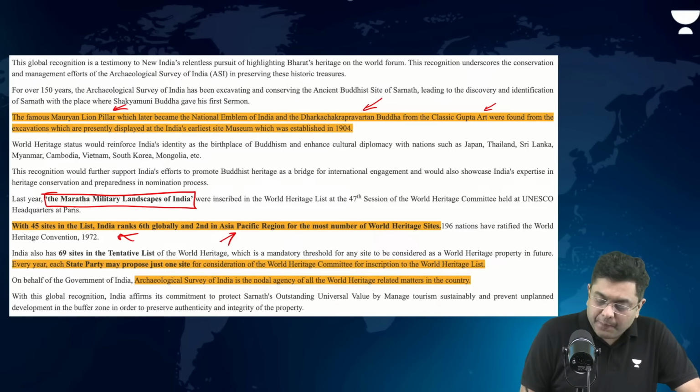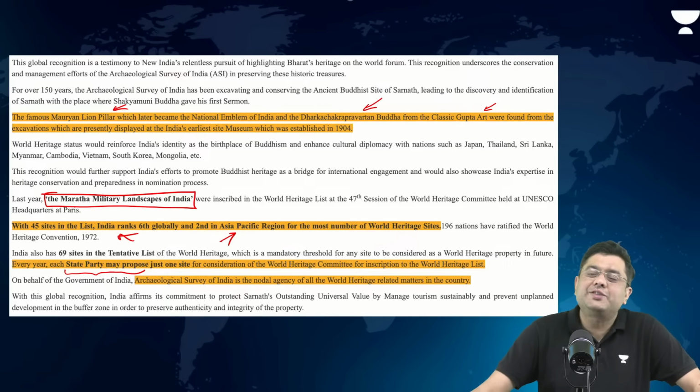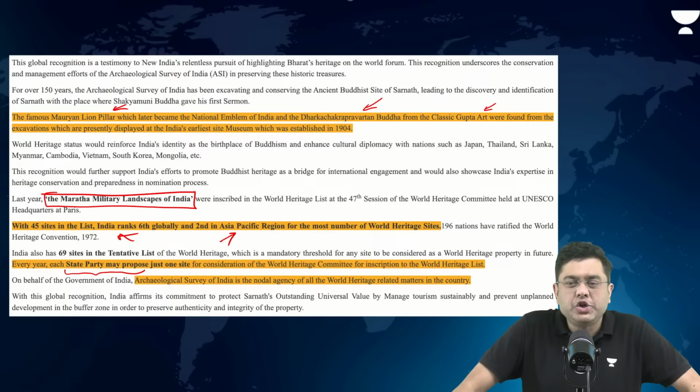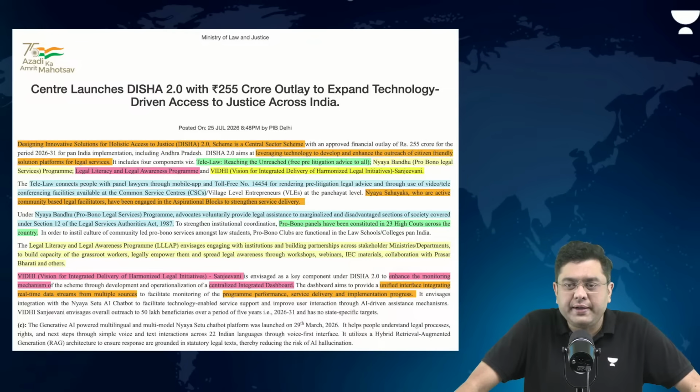Okay. Now, each year, each state party may propose just one site for inscription. It has to be there earlier in the tentative list, then to be recognized as a World Heritage Site.